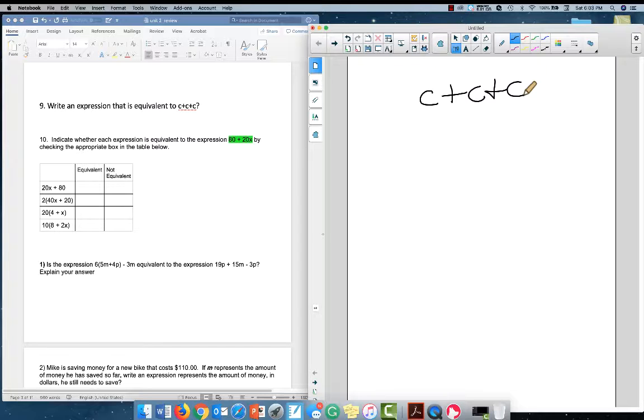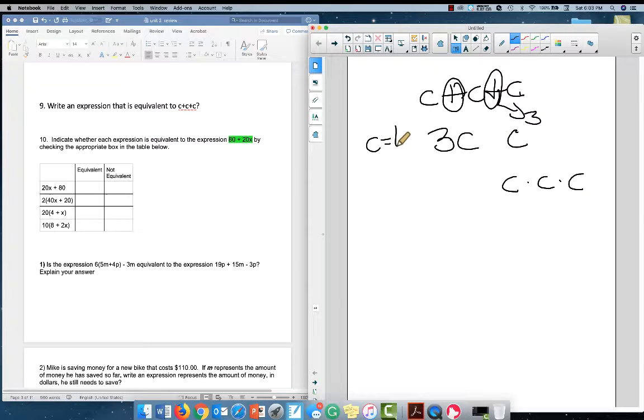C plus C plus C, that means how many C's do you see? 3. So that means you're repeating C 3 times. Why do we do that instead of doing C to the 3rd power? Because this is addition. You can only do that if this would have been C times C times C. That means C is repeating 3 times. In this case, C has the value of 1.